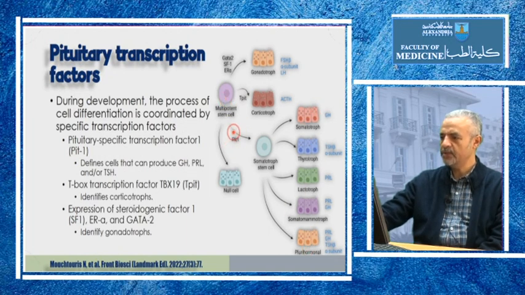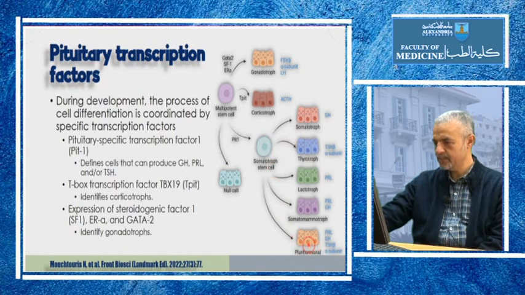PIT1 differentiates the multipotential stem cell into somatotroph stem cell, and then into somatotrophs, capable only of secreting growth hormone, lactotrophs capable only of secreting prolactin, somatomammotrophs capable of producing both prolactin and growth hormone, thyrotrophs capable only of secreting TSH, and it may differentiate into a less multipotential cell called plurihormonal cells that can secrete prolactin, growth hormone, and TSH.